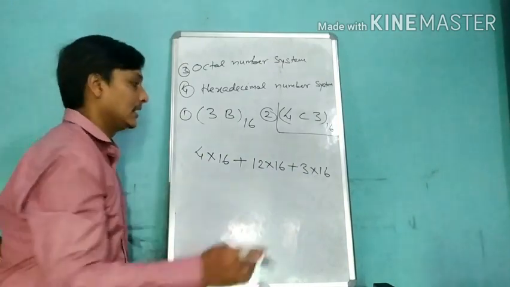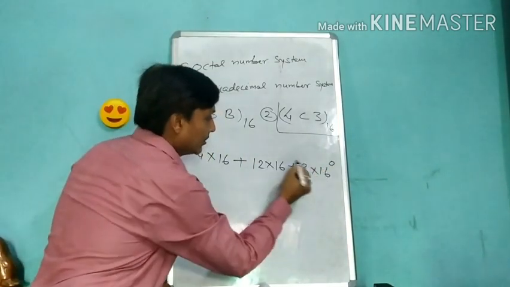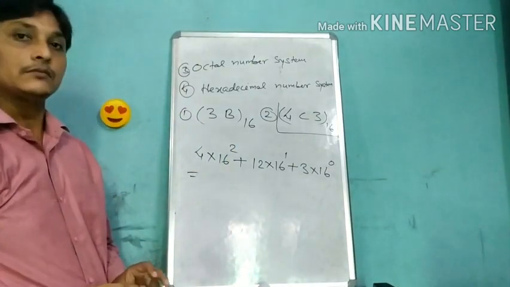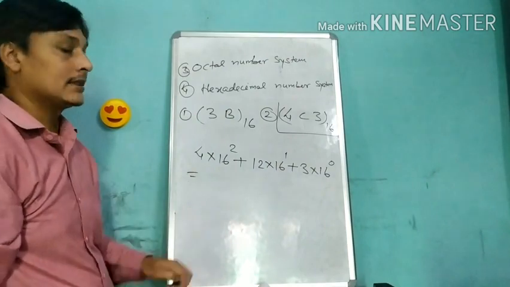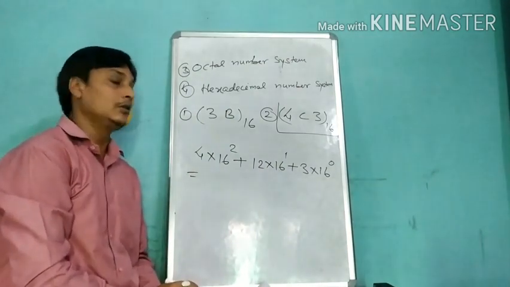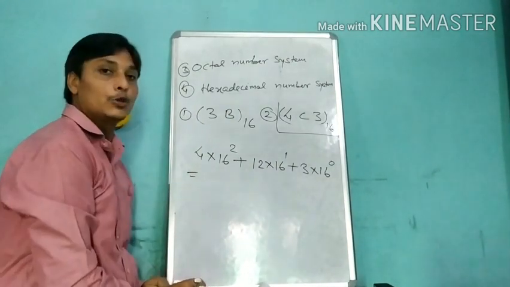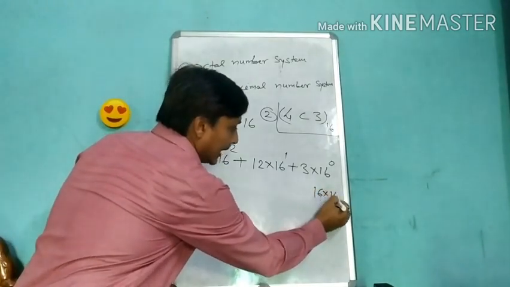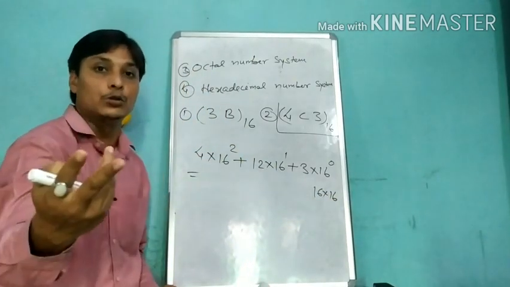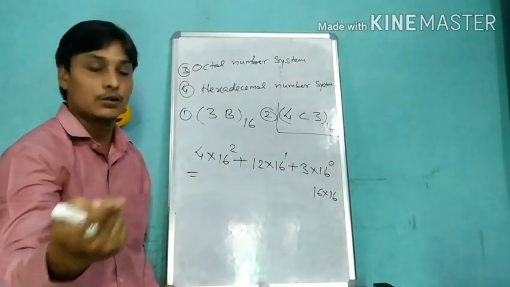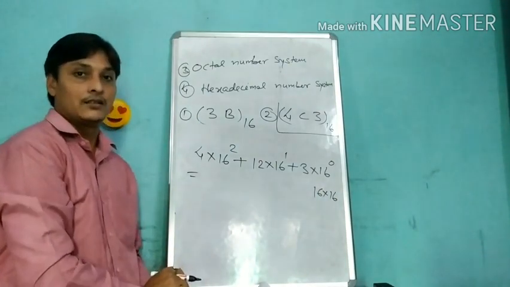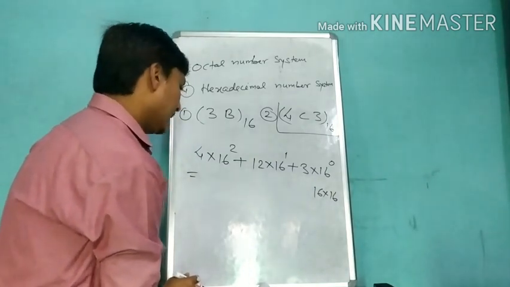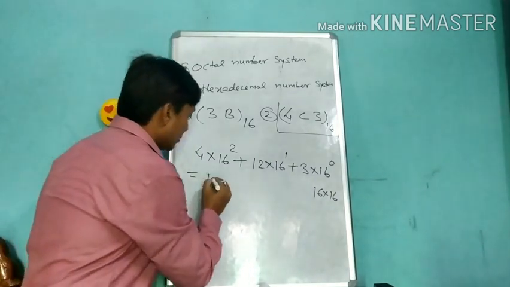Now place the power. We'll start with 0, 1 and 2. Calculate the value. 16 into 16 means first you will have to do this one. 16 to the power 2 means 16 will be multiplied 2 times. 2 times does not mean multiplied by 2. 16 into 16, so the output will come 256. Okay? And finally once you multiply it by 4, then you will get 1024.